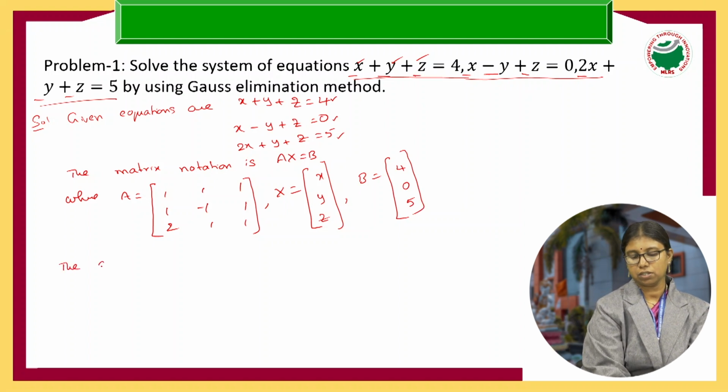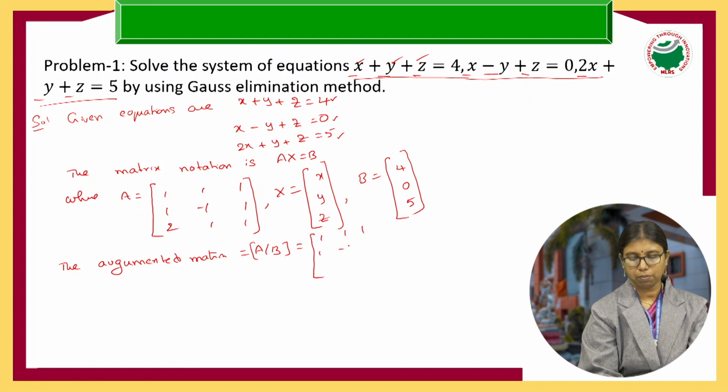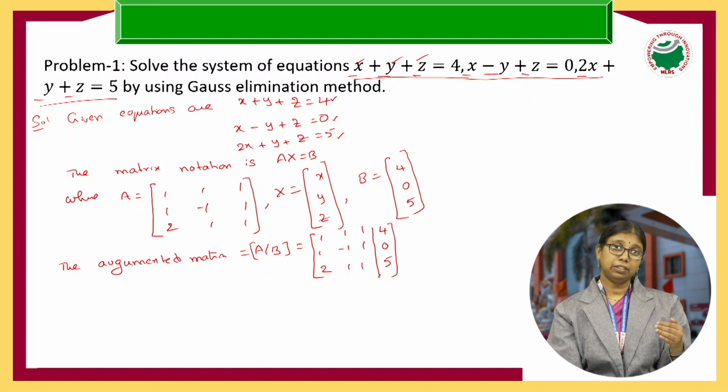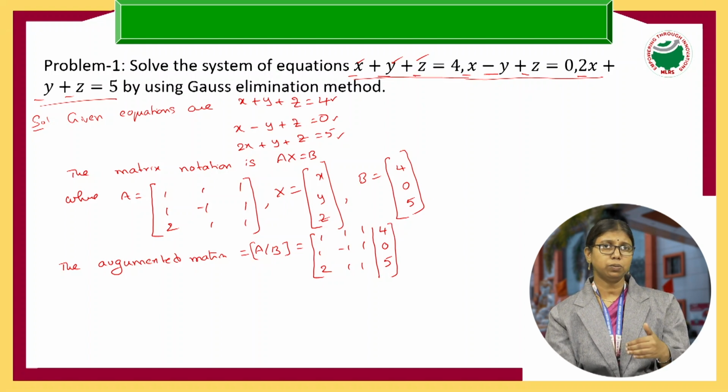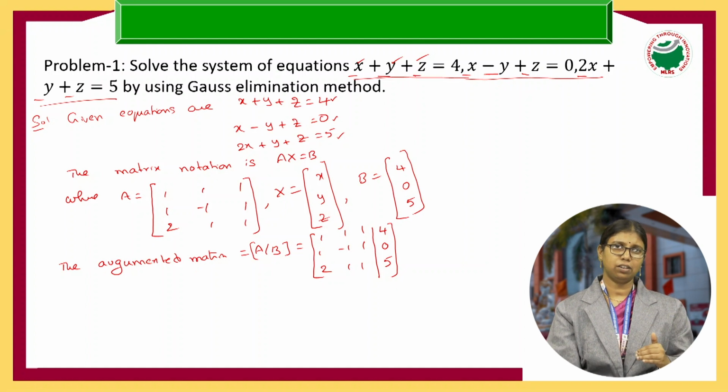We have to choose the augmented matrix A given B. So now what is A given B? A is 1, 1, 1, 1, minus 1, 1, 2, 1, 1. And you have to add B as the last column for this matrix, 4, 0, 5. Now we have to convert this augmented matrix to upper triangular form. That means you have to convert all the lower diagonal values to 0.